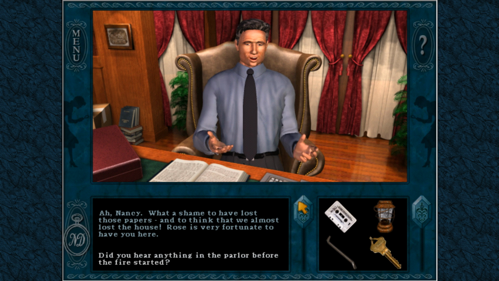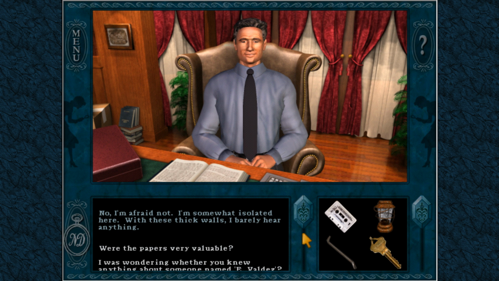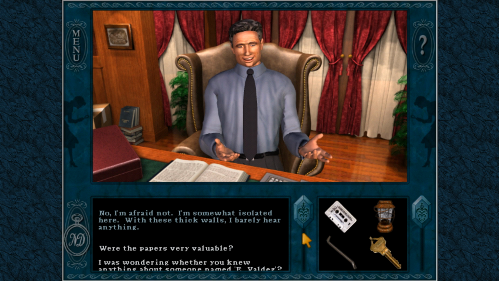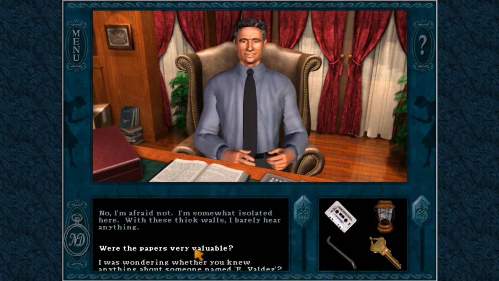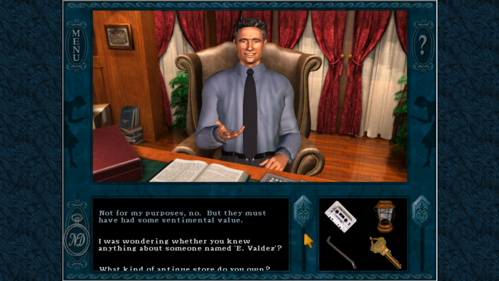Ah, Nancy, what a shame to have lost those papers. And to think that we almost lost the house. Rose is very fortunate to have you here. Did you hear anything in the parlor before the fire started? No, I'm afraid not. I'm somewhat isolated here. With these thick walls, I barely hear anything. Were the papers very valuable? Not for my purposes, no. But they must have had some sentimental value.